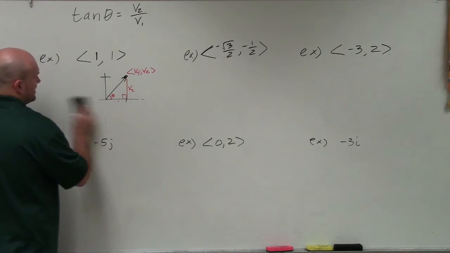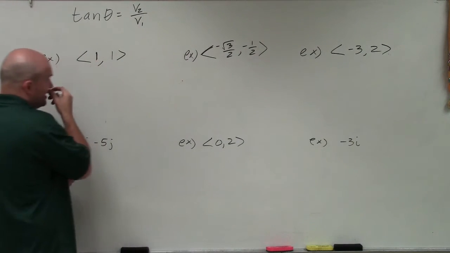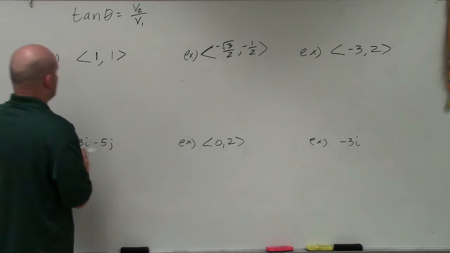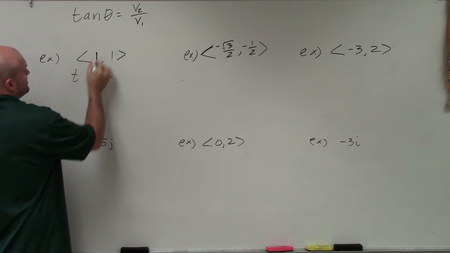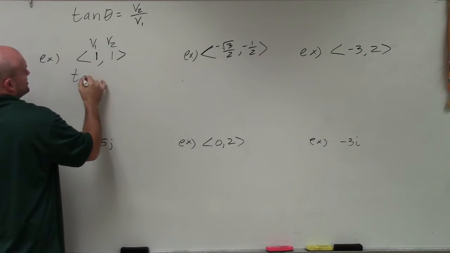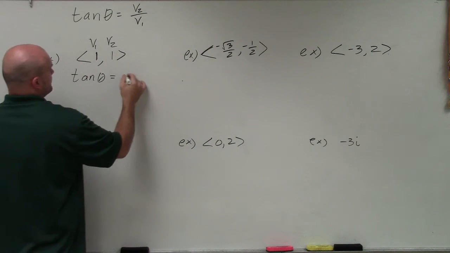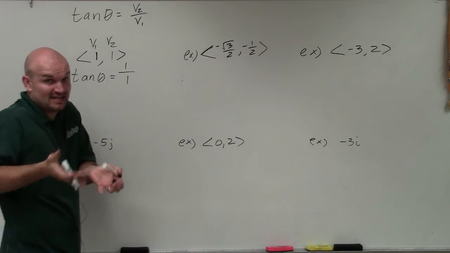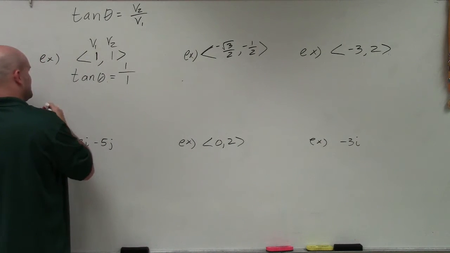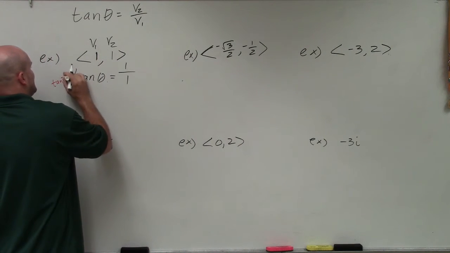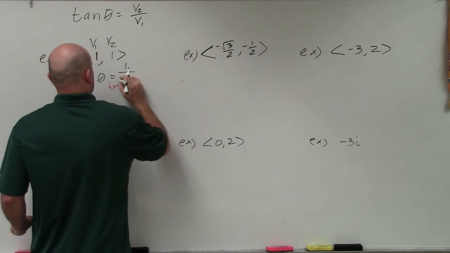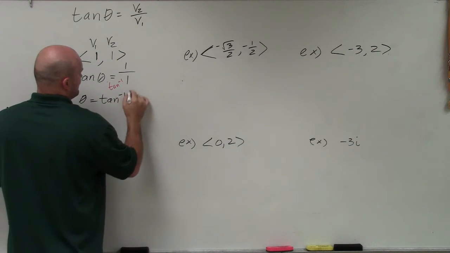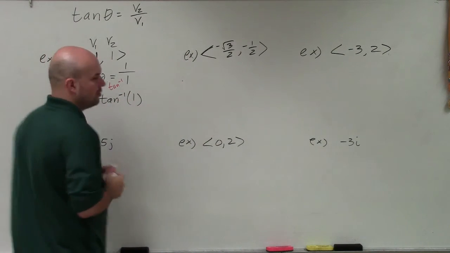I'll work through the first one step by step, even though the first two examples are fairly simple for us to figure out. But I'm just going to write it out. So this one is V1, that's V2. I say tangent of theta is equal to 1 over 1. Now, to figure out what theta is, that's what we're asking, we need to use the inverse function. So I'm going to do tan inverse of both sides. And therefore, I'm left with theta equals tangent inverse of 1 over 1, which is just 1.